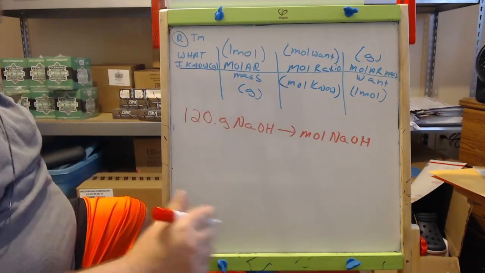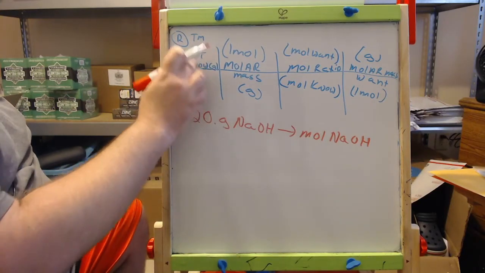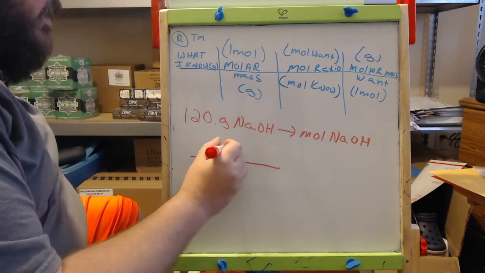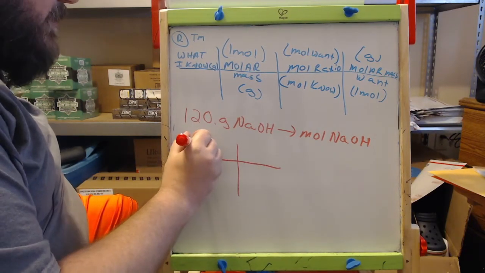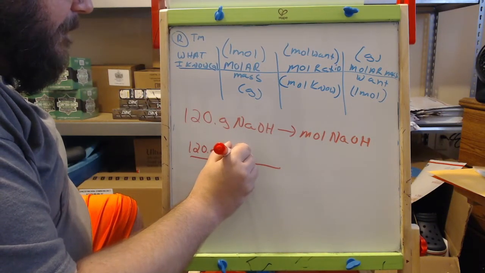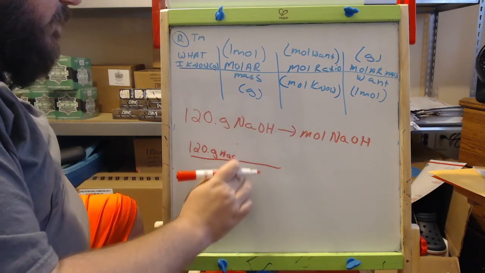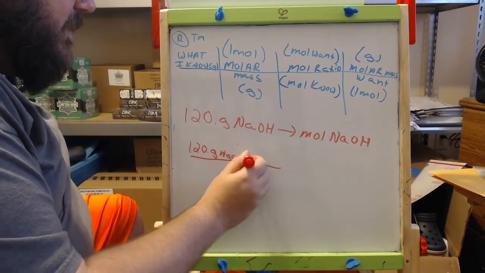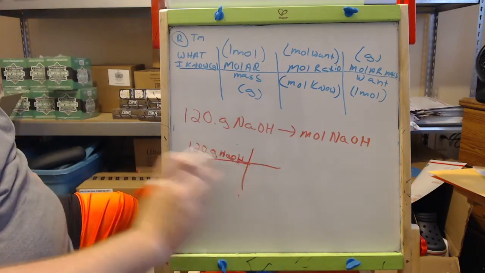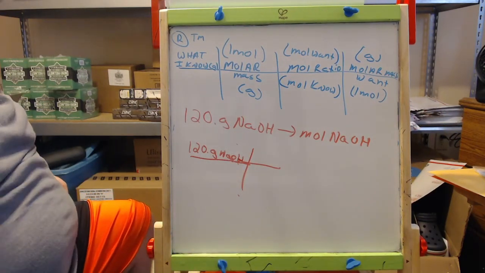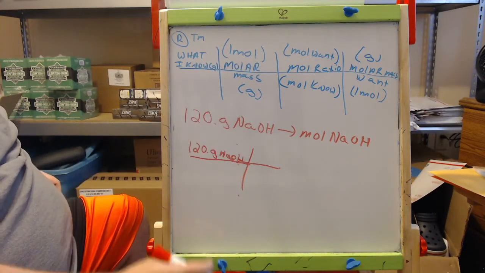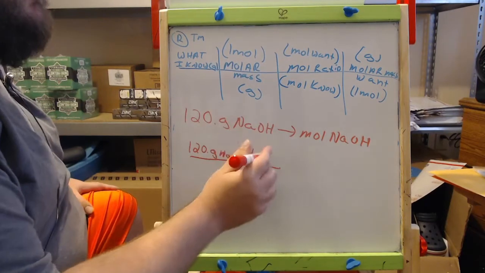So I want to know how many moles of sodium hydroxide. So I look at my map and what I know in grams. Well, they gave me grams to start. So I'm going to put what I know in grams up top first, 120 grams of sodium hydroxide. I really should write the words first and then put my line in like that. Now to get it to moles, I need the molar mass of sodium hydroxide, so let's break it down.